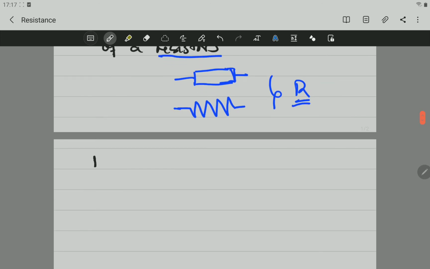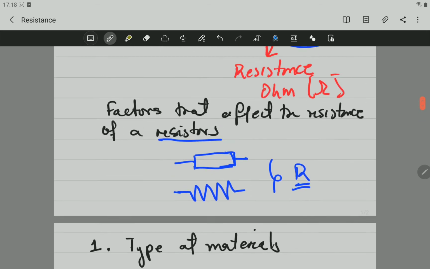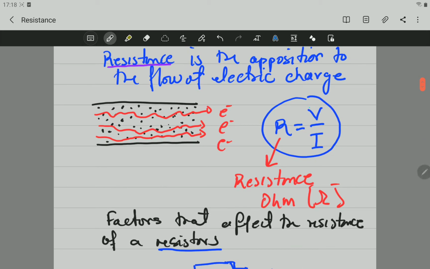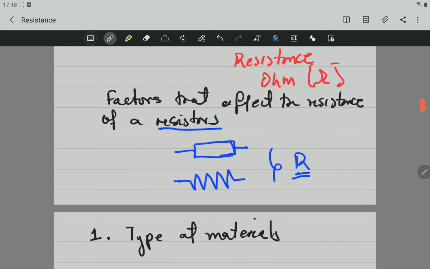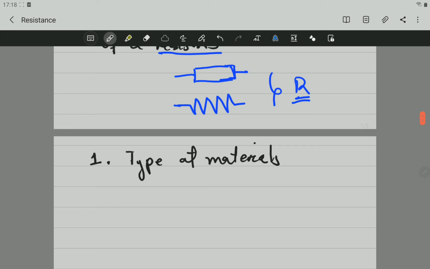Now, what factors affect the resistance of the resistor? The first factor is the type of material. Different materials have different resistance, and that has to do with the amount of particles and the distribution of the particles within that specific material.